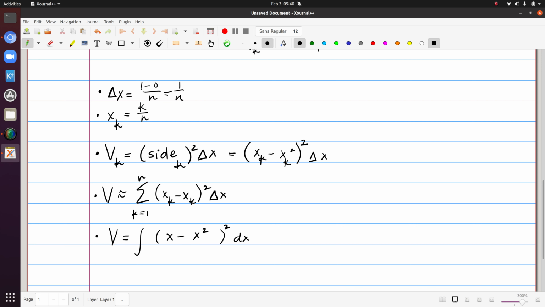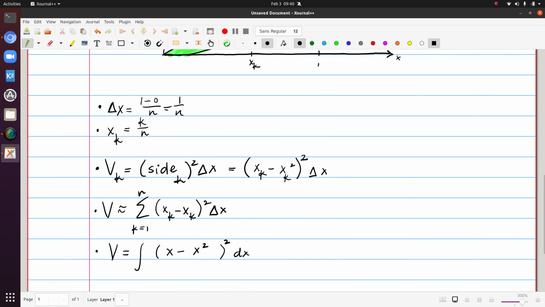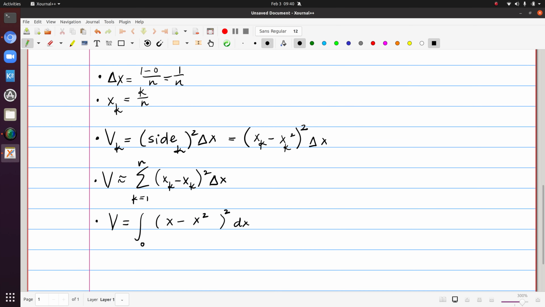And then once again, my bounds should dictate the range of x values. So I see that that's going to be 0 to 1. Notice we don't have a pi multiplier here because we don't have these circular cross sections that we've seen when we rotate. And beyond this, I can evaluate this. So this is x squared minus 2x cubed plus x to the fourth.